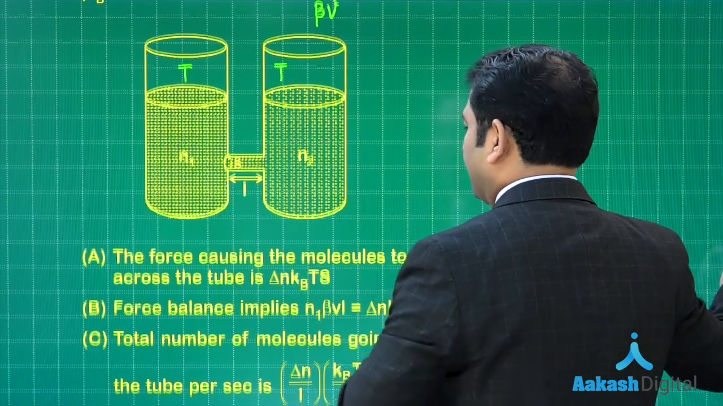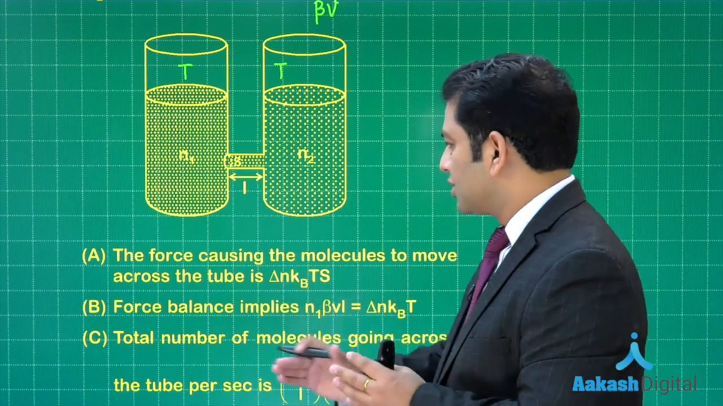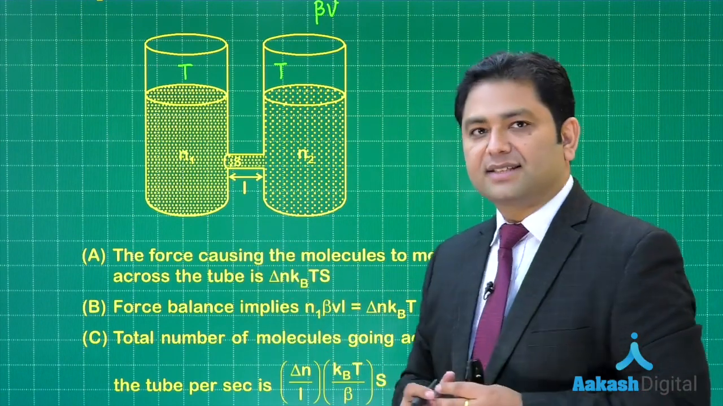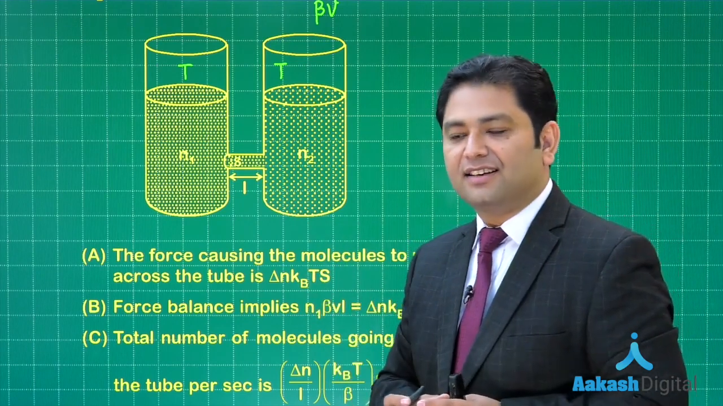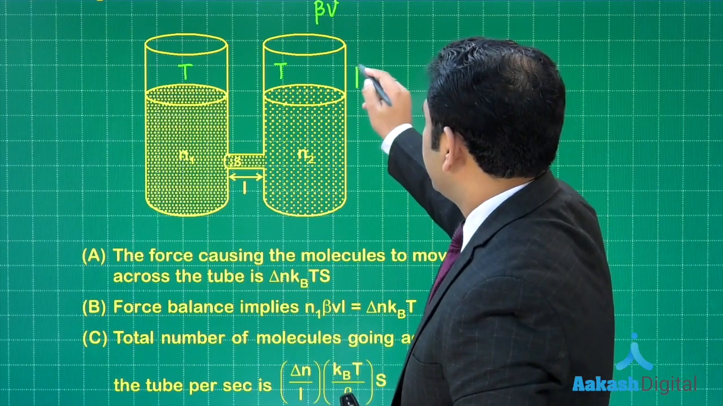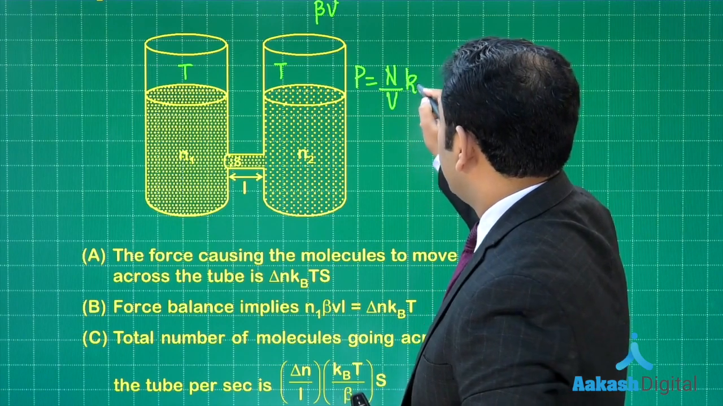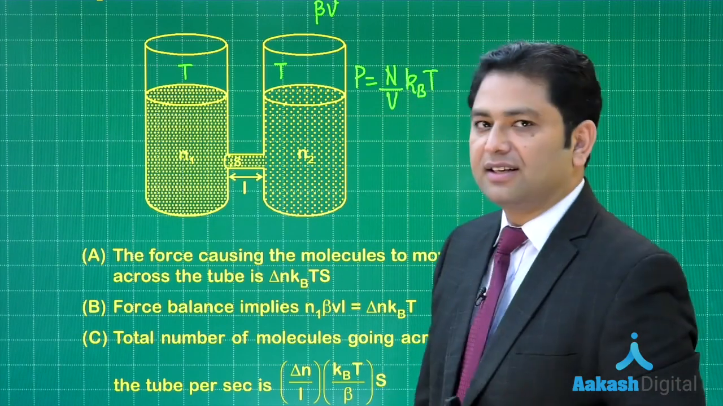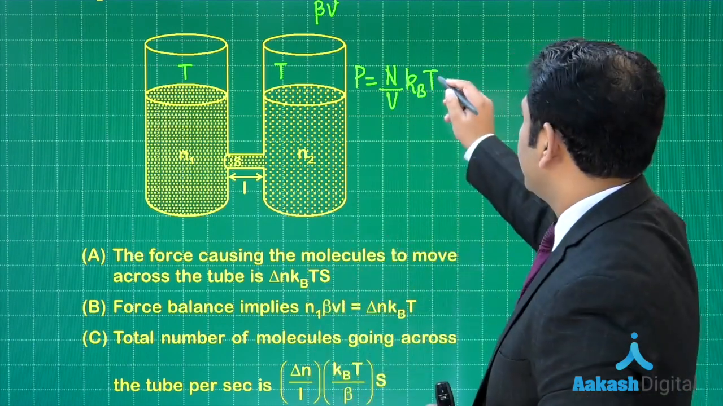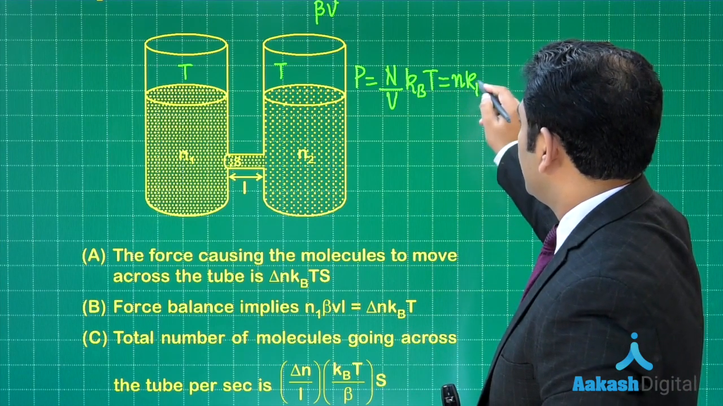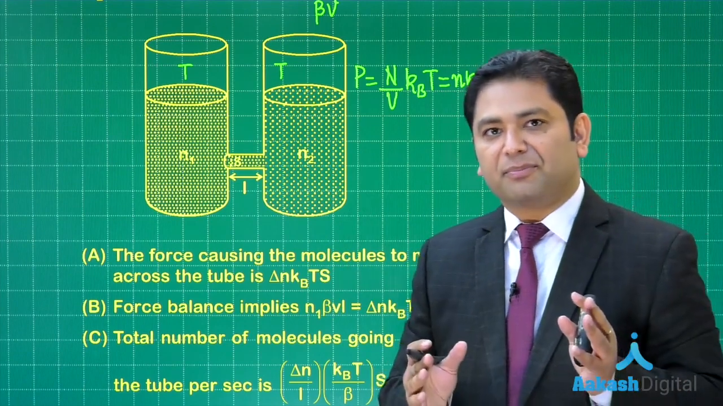The force causing the molecules to move across the tube is this much. So first of all, we need to comment on the force. As per the question, the force is because of the differential pressure, right? So here what I can write is P equals number of molecules per unit volume into Boltzmann's constant, temperature in Kelvin. That's what the ideal gas equation says. And this time small n is the number of molecules per unit volume. So we can properly write capital N by capital V as small n.